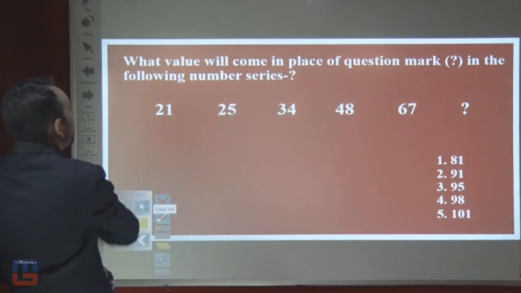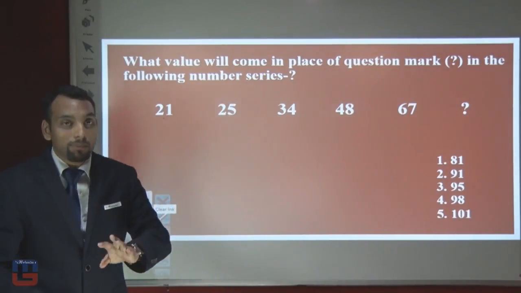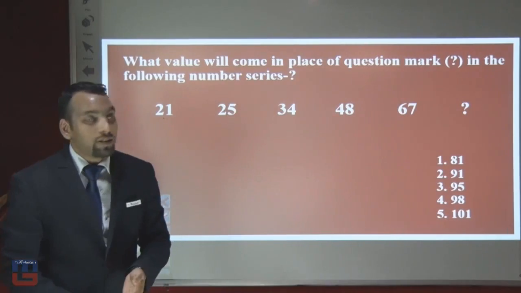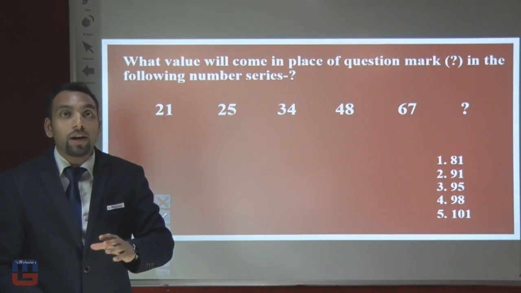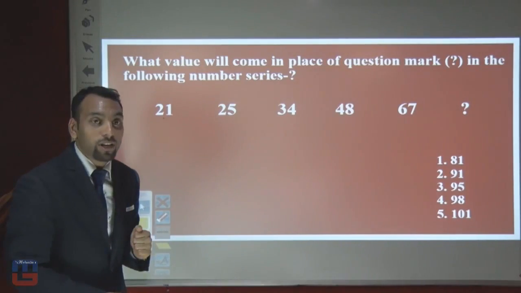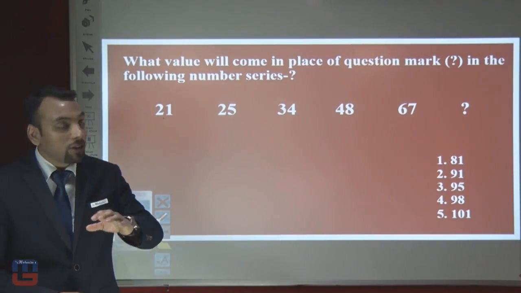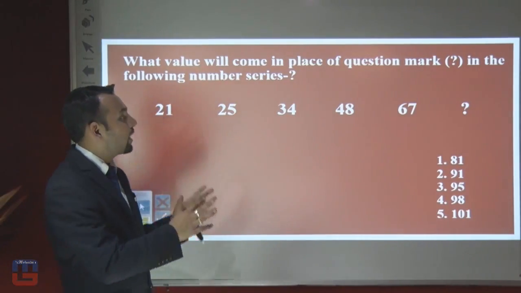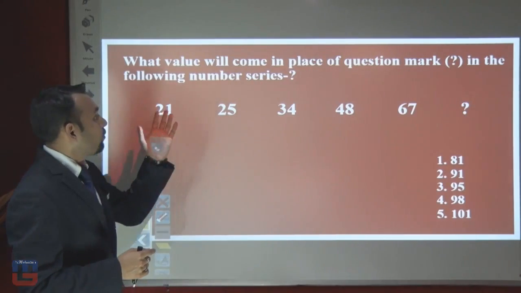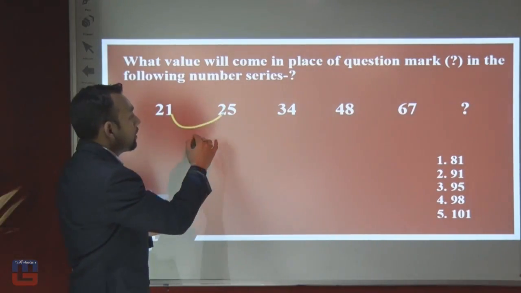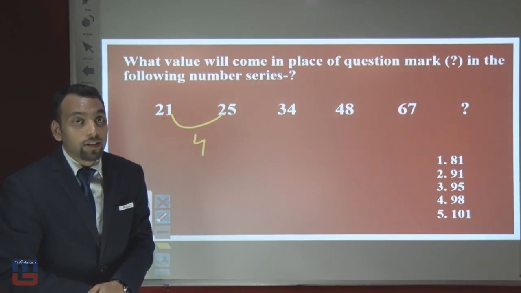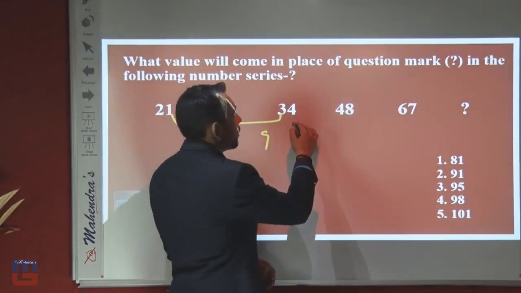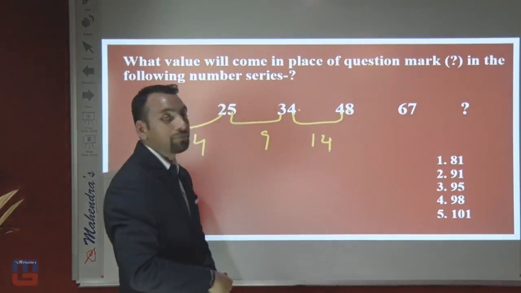Now move to the next question. You can see here the next question is again from number series. Now see, 21, 25, 34, 48, 67, the next one is a question mark, and you have to find the value of the question mark. Now see how we will calculate. Firstly, what you have to keep in your mind while solving number series, the first thing that comes to mind is that we have to take the difference. Now you can see here, this is 21, this is 25. The difference between these two numbers is 4. Alright. Now see, the difference here is 9. On the same way, the difference here is 14.